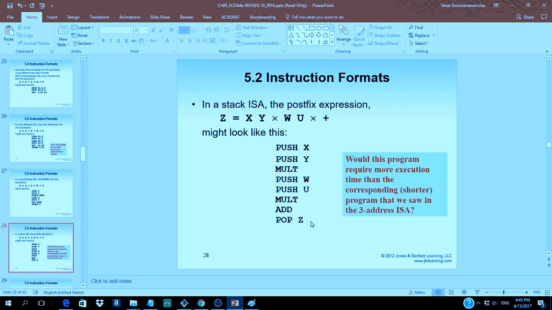And this is the same thing, but using stack architecture, right? Stack architecture is going to be push X, push Y, multiply, push W, push U, multiply, and add, and pop Z. They'll give you the same result, but different architecture.